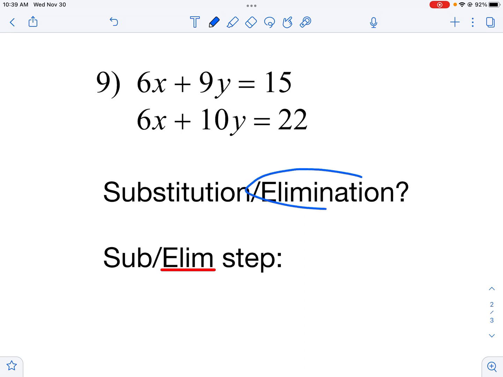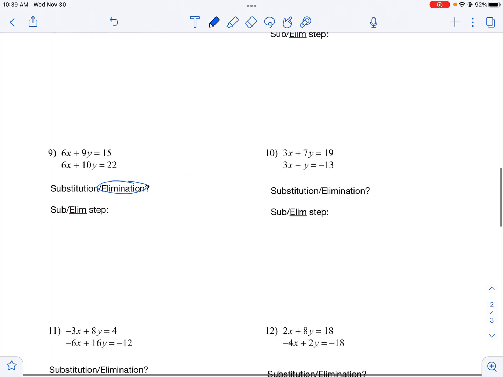Did you do elimination again? Because that would probably be really good, because here you got 6x and 6x. If you subtract them, you will get 0x, which eliminates the x's. So yeah, that'd be a great first step there for solving something like 9. So what I want you to do is pause the video and go through the rest of them and see if you can find out whether you want to substitute or eliminate on all of them, and then come back.